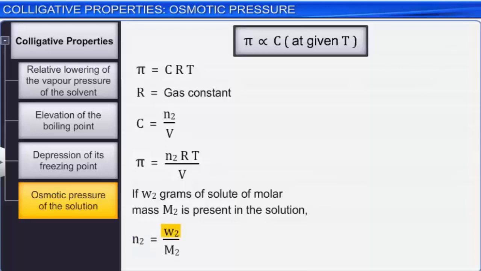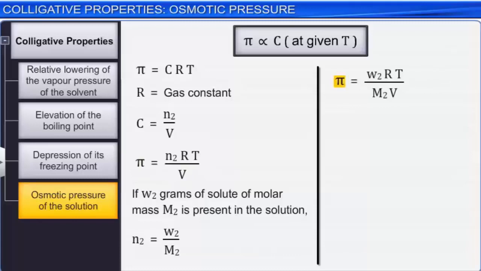Substituting this value of N2 in the earlier equation, we get pi equal to W2RT divided by M2 multiplied by V. Rearranging the equation for M2, we get M2 is equal to W2RT divided by pi multiplied by V.